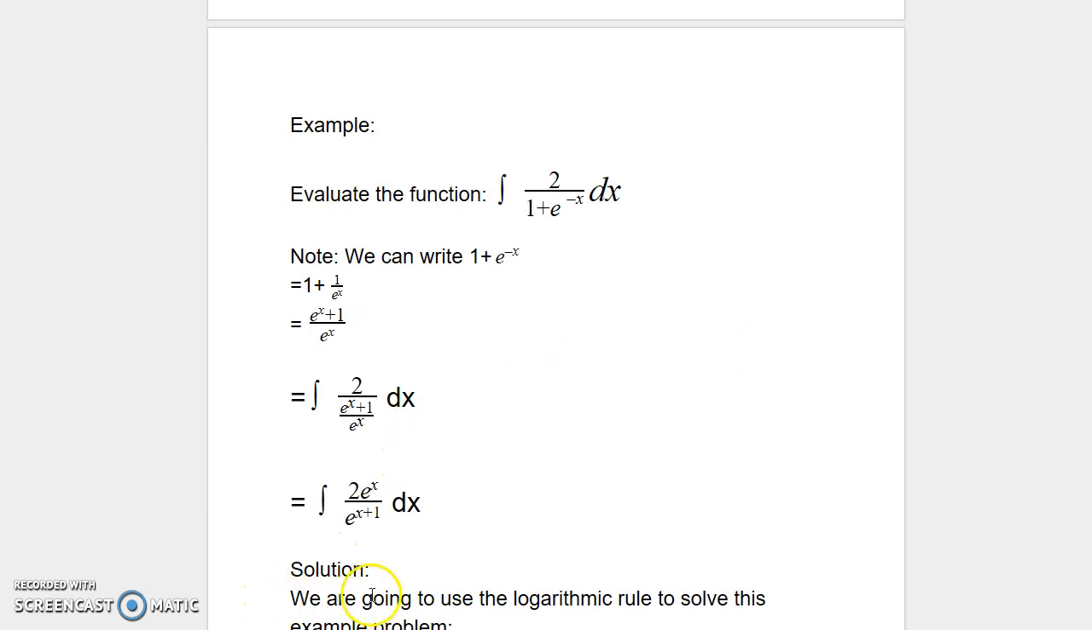Before we start to solve this example problem, we want to simplify the problem a little bit more. So we're going to take the denominator 1 plus e to the power of minus x and rewrite it as 1 plus 1 over e to the power of plus x.